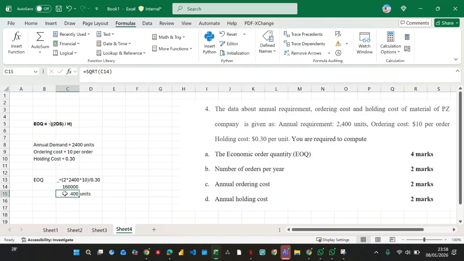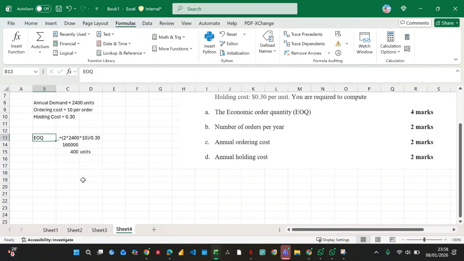Perfect. So that's the square root. If you punch it into your calculator, that gives you that. So once you do that, we have gotten this one. The next question they ask us to find is what?